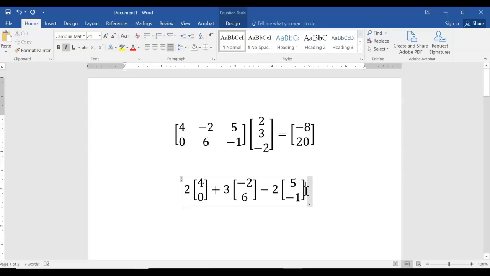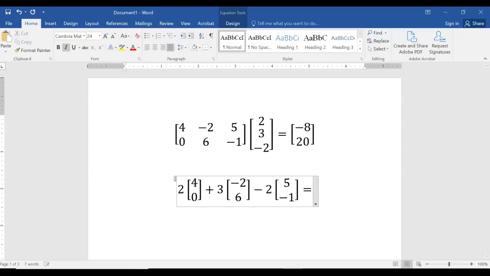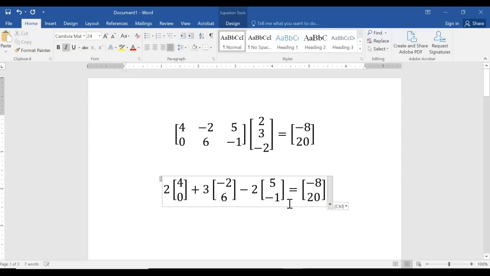Notice that's already the long form vector expansion of the matrix times this vector 2, 3, negative 2. And so to convert it into a vector equation, well, all we have to do is write that is equal to negative 820. Okay, so that's our vector equation. Matrix equation, vector equation, and they're telling us essentially the exact same information. Just one in a matrix format, the other in a vector format.